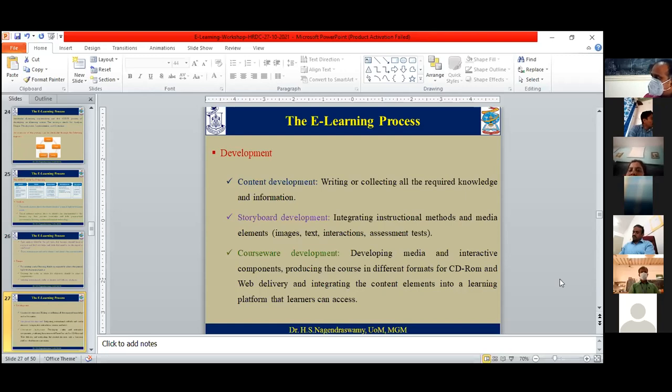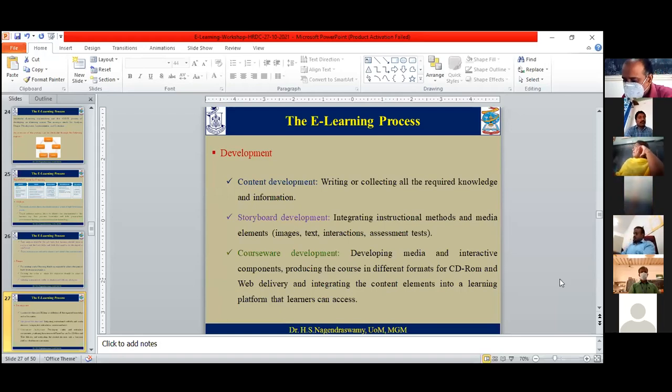Okay, when it comes to development, content development means writing or collecting all the required knowledge and information. I already mentioned a good example, that is textbook writing. Before you write a textbook, you should understand what content needs to be kept in a particular chapter. Then you have to do a survey, right? If you want to write a very good textbook, then you have to do a survey. You might have read similar textbooks of that particular subject, and then you have to understand what the gap is there and what needs to be covered in your textbook or in a subsequent edition. So that's how writing or collecting all required knowledge and information is a part of content development.